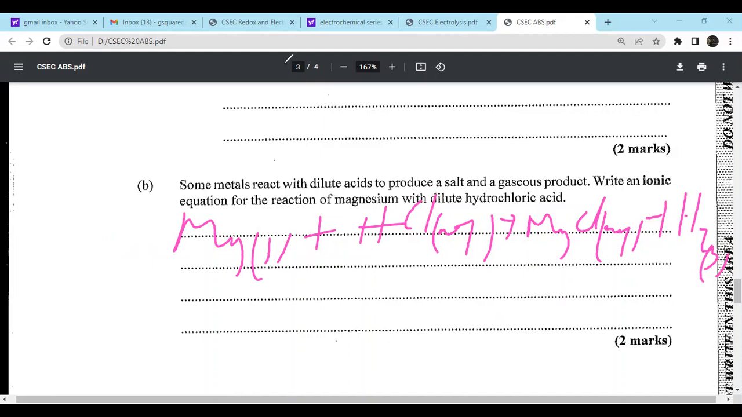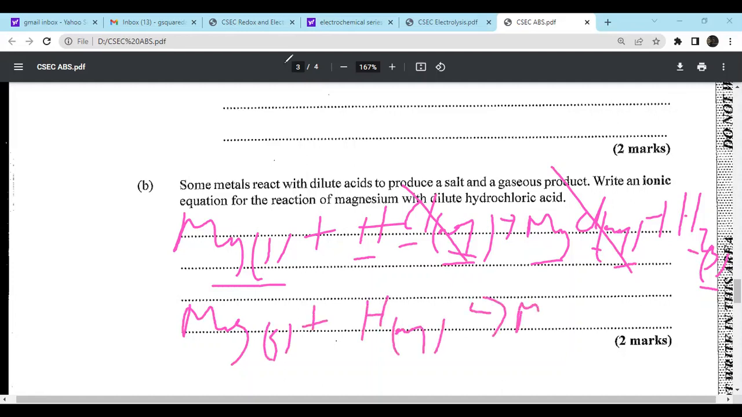Remember I said, identify the species which are aqueous on both sides. Magnesium solid, magnesium aqueous. Hydrogen aqueous, hydrogen gas. Chlorine aqueous, chlorine aqueous. Get rid of that. Rewrite what you did not cancel. Magnesium solid plus H aqueous to produce Mg aqueous plus H2 gas.